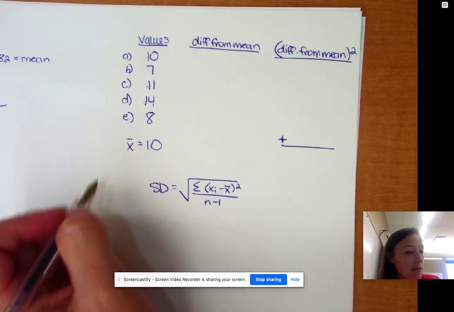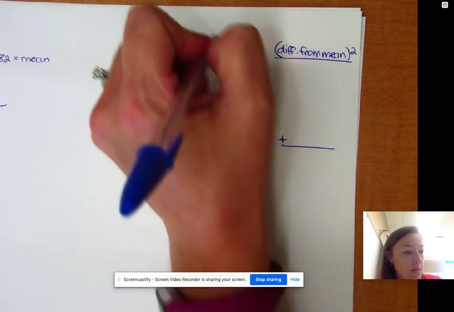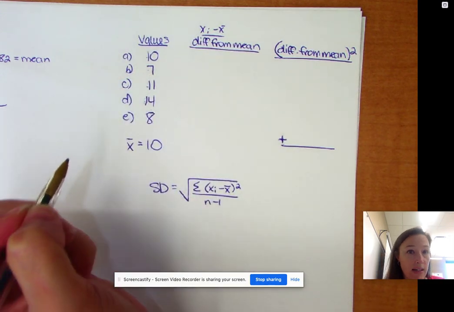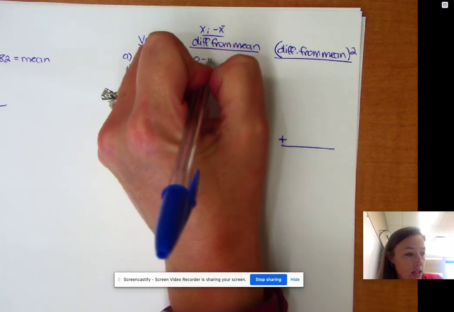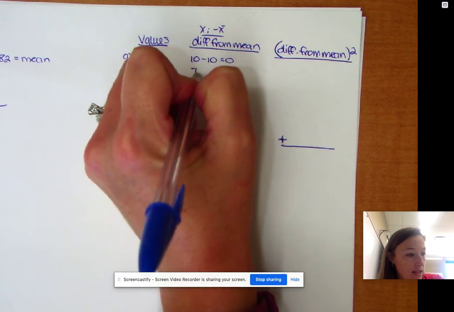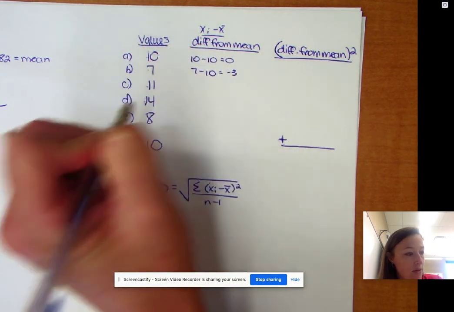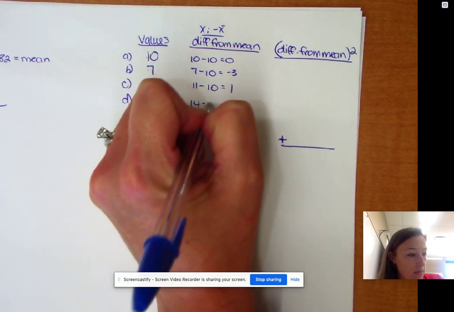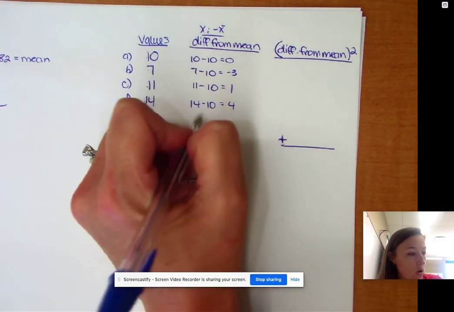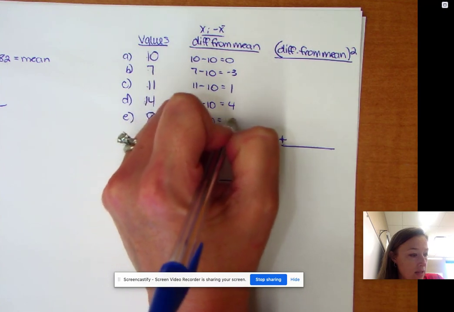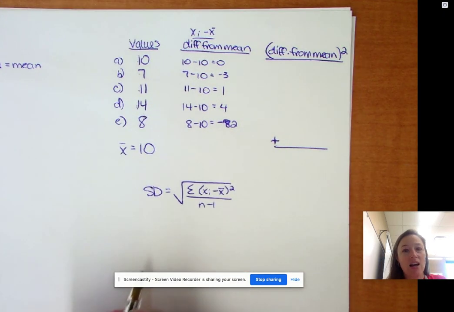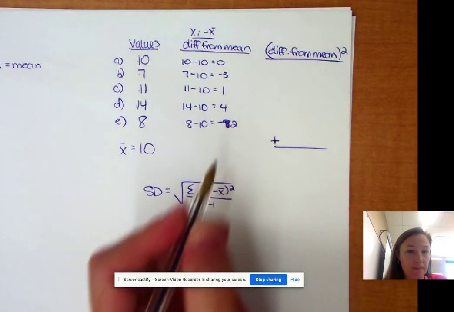And then I'm simply going to subtract. The difference from the mean is the individual value minus the mean. Okay, so 10 minus 10 is 0. 7 minus 10 is negative 3. 11 minus 10 is 1. 14 minus 10 is 4, and 8 minus 10 is negative 2. All right, then we square those, okay?